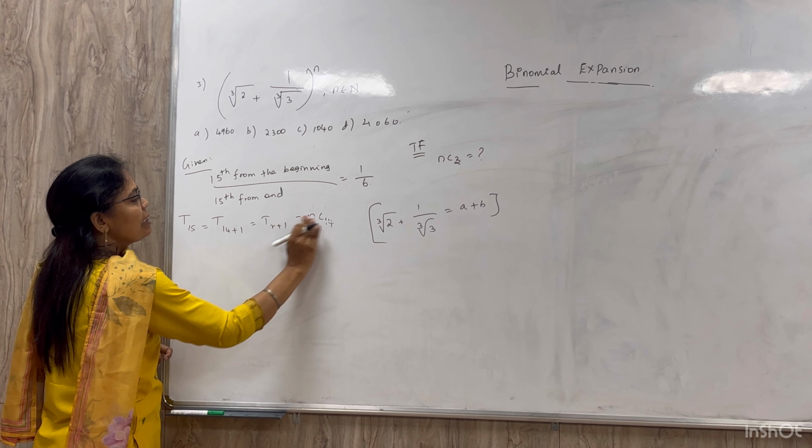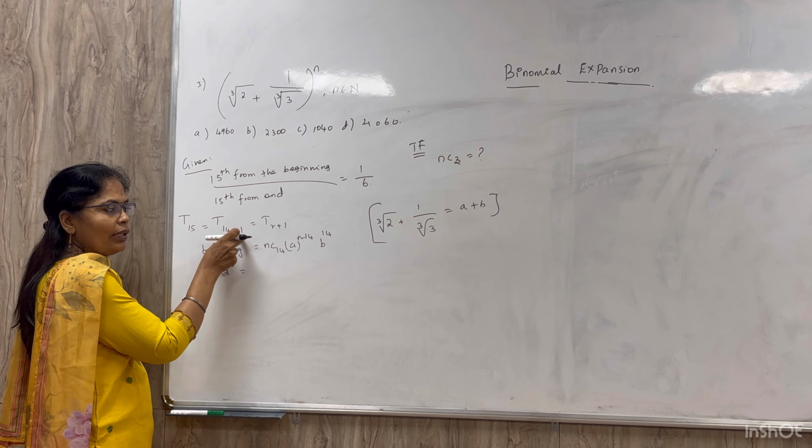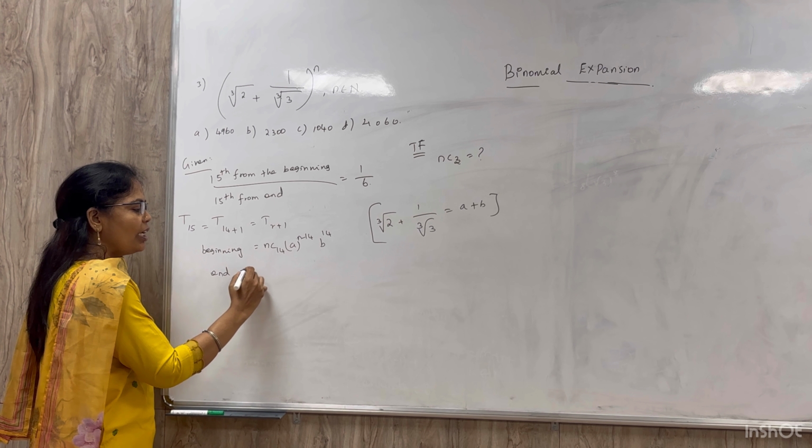Now I have to calculate the 15th term from the end. In the same way, T15 is T14 plus 1, and r will not change. So nC14 a to the power 14 into b to the power n minus 14. This is the 15th term from the end of the expansion. Now I have to use the ratio: nC14 a to the power n minus 14 into b to the power 14, divided by nC14 a to the power 14 into b to the power n minus 14, is equal to 1 by 6.